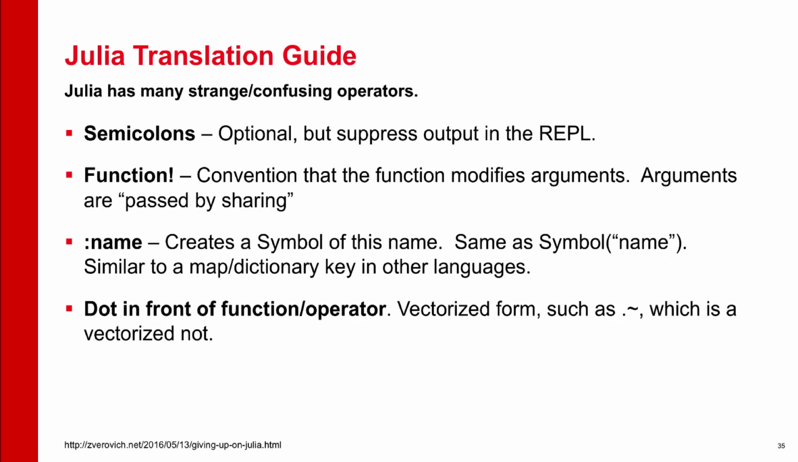The exclamation point means that that function is going to modify the arguments being passed to it. And arguments are passed by sharing, so they're somewhat both reference or by value. Putting a colon in front of some name creates a symbol. We'll see that. This is similar to the map and dictionary keys that you pass in other languages. This is an important one.